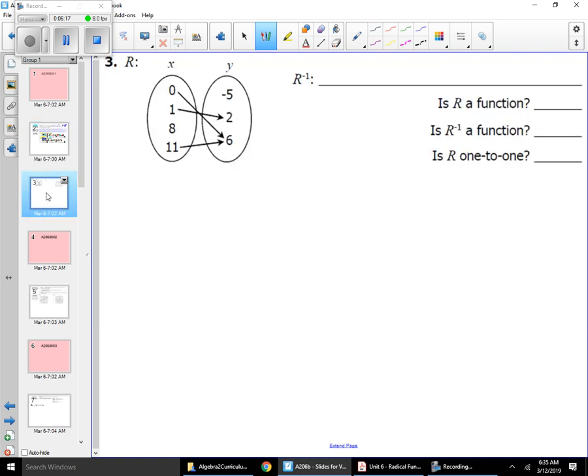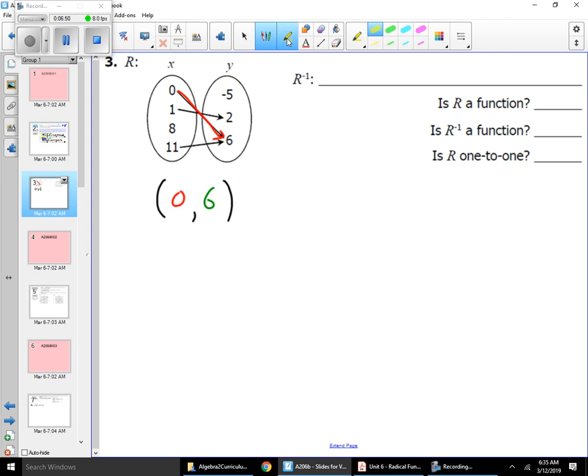Now, instead of coordinates, what we've been given is one of these mapping diagrams. We haven't seen one of these since first semester, but keep in mind what this means. This arrow is telling us that 0 gets mapped to 6. In other words, the point 0, 6 is inside this relation. If we were graphing this, 0, 6 would be one of our coordinate points on the graph.